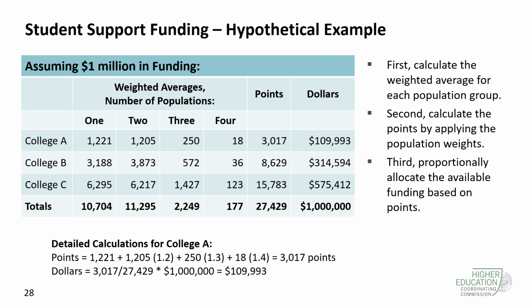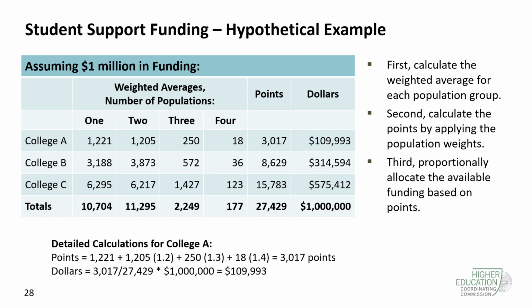It's a points-based allocation. But essentially, the first step, we calculate the weighted average for each population group. And then the second step is to calculate the number of points by applying the population weights. And then third, proportionally, we allocate the funding based on the available funding and based on the points. So we proportionally allocate the available funding based on the number of points. So let's give you an example.